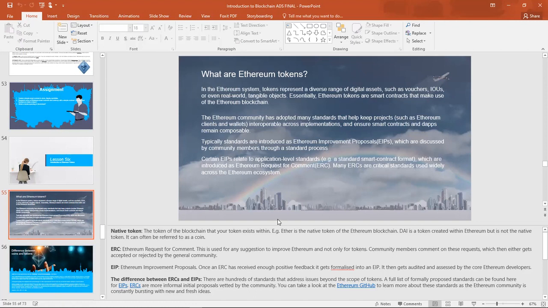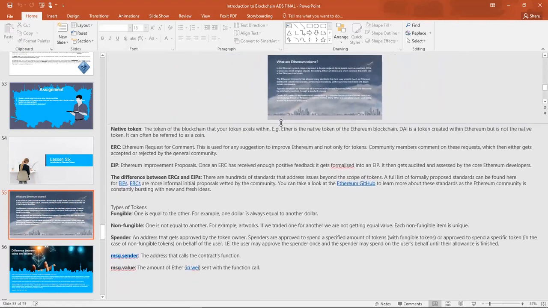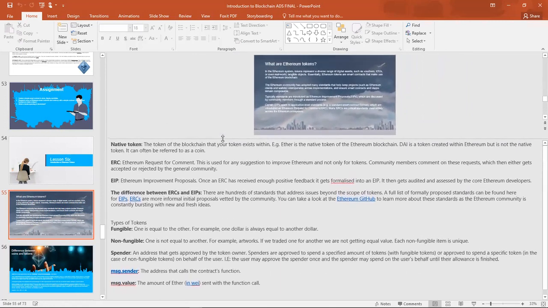I've actually created some more definitions below here. We mentioned in our previous class, when we were learning about Web 2, the native token: the token of the blockchain that your token exists within. For example, ETH is the native token of the Ethereum blockchain.